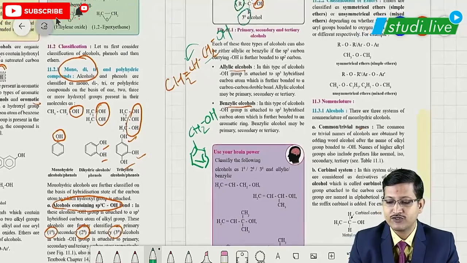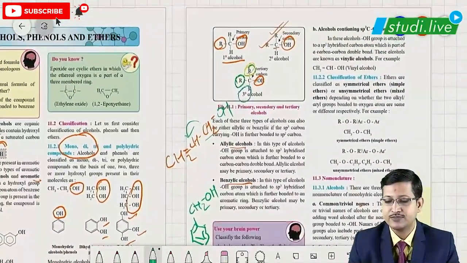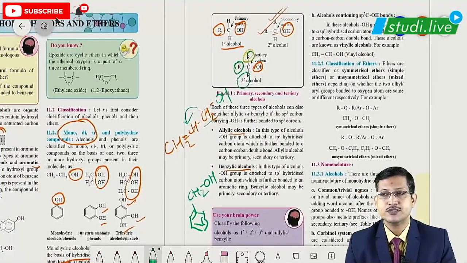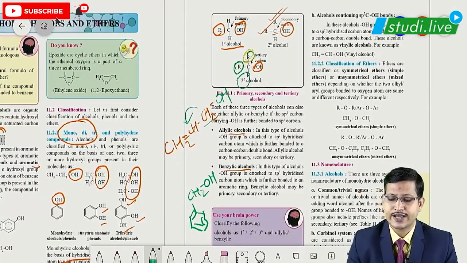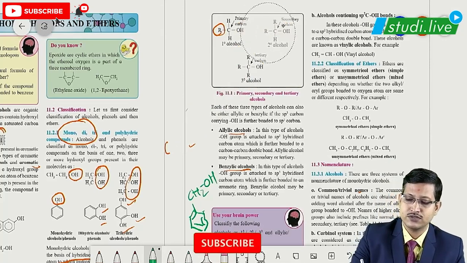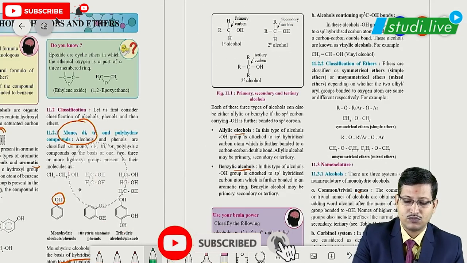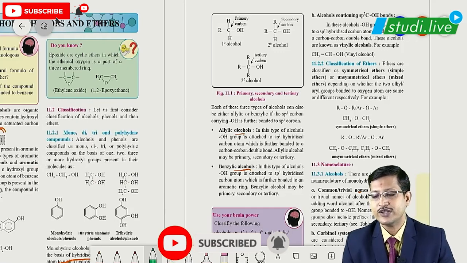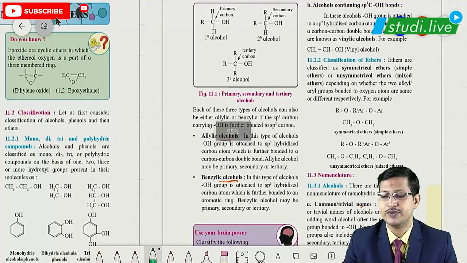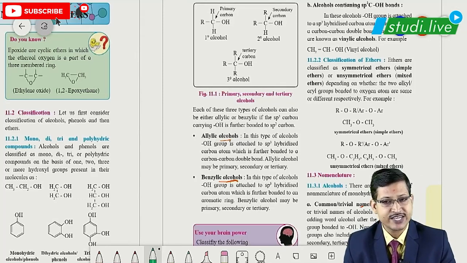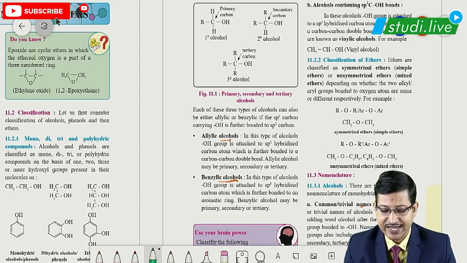Now let's go ahead to the next classification, wherein I'll be talking about carbon which is sp2 hybridized and attached to OH. Yeah, we can remove this. All right. Now the next one is carbon which is sp2 hybridized and which is attached to OH group. Again, sp2 hybridized is wherein you have a double bond. sp3 hybridized means single bond, sp2 hybridized means double bond, and the best example is vinyl alcohol.